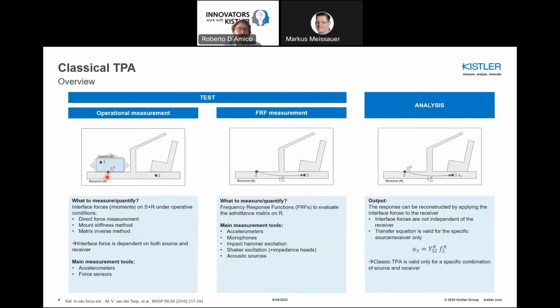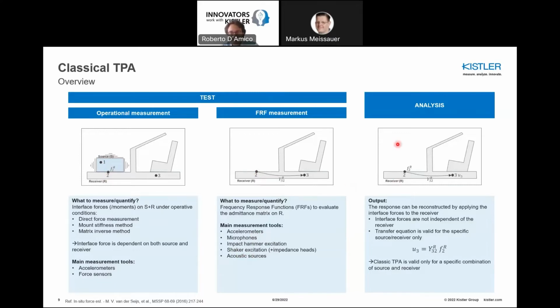Of course, to measure here, you have generally three methods. This is direct force measurement, mount stiffness method, or matrix inverse method, which are different methods which allow you to calculate the interface force. Once you've done this, you're going to dismount the engine and measure the FRF on the receiver only. And this is a very common measurement, FRF measurement, which will involve the use of course, accelerometers, probably microphones, in some cases force sensors, and of course the excitation. So impact hammers, you're going to have the shaker, for example, with an impedance head or acoustic sources. But here you're basically carrying out the measurement on the receiver only.